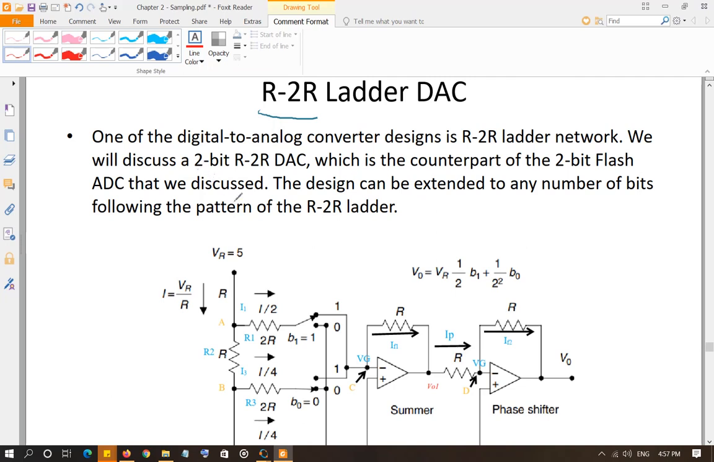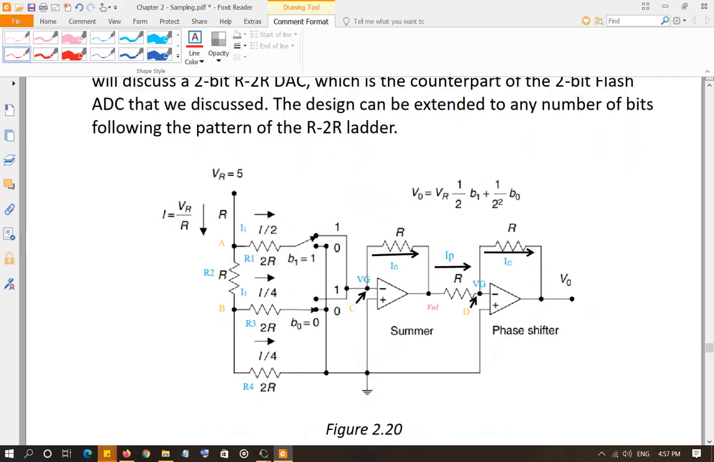Basically, you have a ladder network, as you can see over here. This is called a ladder network. In this ladder network, you have a resistor R, and then you have a resistor 2R, then R and 2R, and then 2R, and this can be extended to any number of R to 2R ladder network based on how many bits you're using. In this one, I'm just explaining the operation using 2 bits. So you have bit 1 and bit 0.